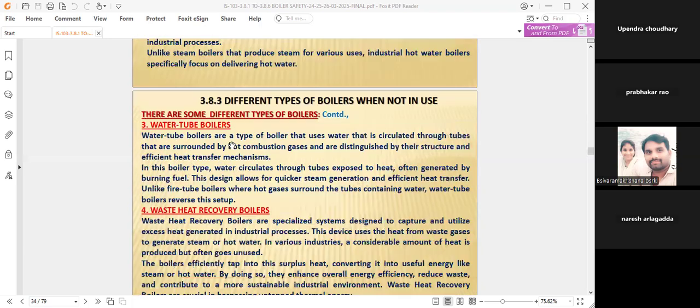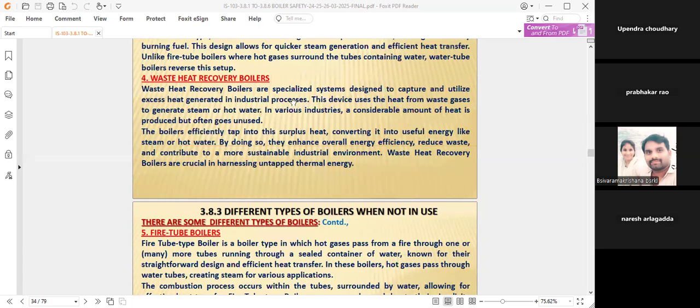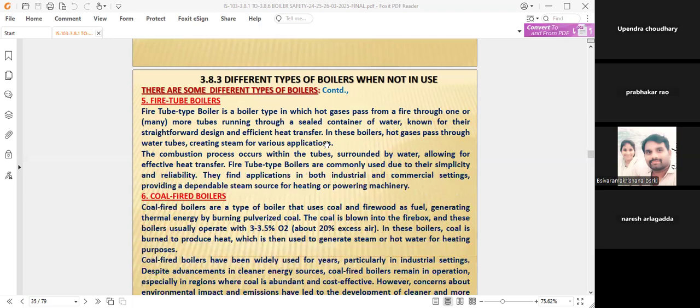Here the water is outside the tube, whereas the hot gases are inside the tube, which is what is called fire tube boilers. The combustion process occurs within the tubes, surrounded by water, allowing for effective heat transfer. Therefore, the flue gases inside the tube get heated, and the heat is transferred to the water outside the tube. Therefore, the water outside gets heated and we get hot water or steam.